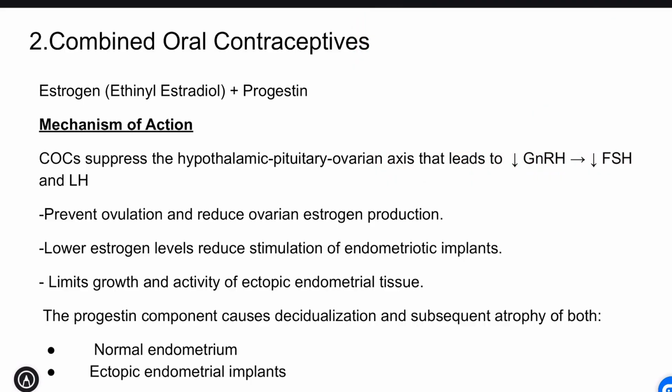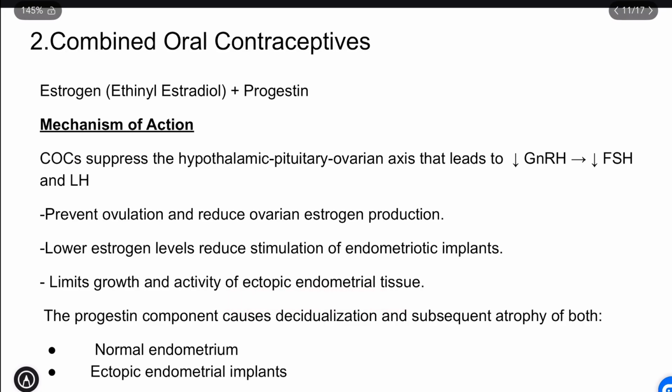That is your hypothalamic pituitary ovarian axis. So ये axis को suppress करेगा कौन? हमारा COCs. And that's why there will be decreased production of GnRH, further decreased secretion of FSH and LH. LH का secretion decrease हुआ तो there will be prevention of ovulation and reduced ovarian estrogen production, and lower estrogen levels will reduce stimulation of endometrial implants, which will limit the growth and activity of ectopic endometrial tissue.